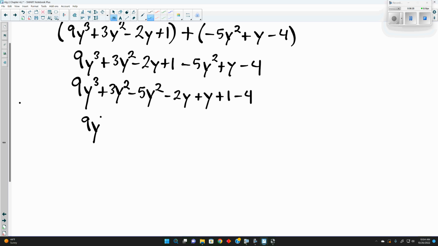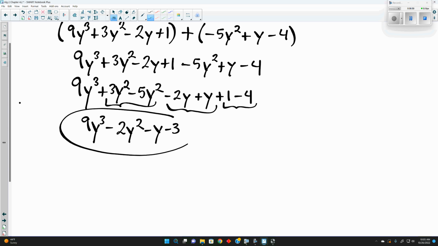When we combine like terms, we'll have 9y cubed. 3y squared minus 5y squared is negative 2y squared. Negative 2y plus y is negative y. And lastly, 1 minus 4 is negative 3. That's it.